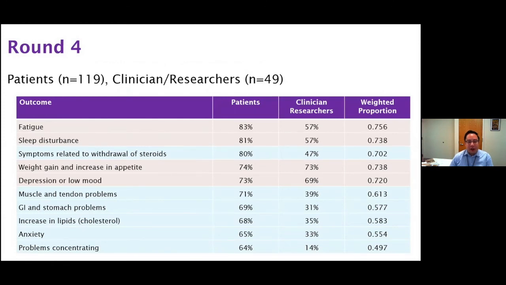So after further discussion, it was agreed that utilizing agreed OMERACT methodology, additional analysis on the results would be performed, including weighting the responses from each group based upon the responses and the number of participants. And we decided upon finally including outcomes for the final domain set, where the weighted proportion was over 70%, as long as there was at least 50% agreement in both stakeholder groups. So fatigue, sleep disturbance, weight gain, increase in appetite, and depression or low mood made it through to our consideration for the final core domain set. And these were exactly the outcomes that were highlighted strongly through that initial qualitative work.